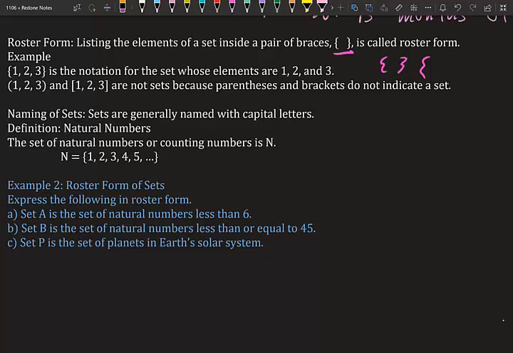Naming of sets. Sets are generally named with capital letters. Generally speaking, meaning most of the time, we use capital letters.